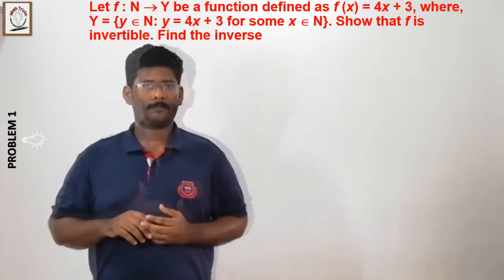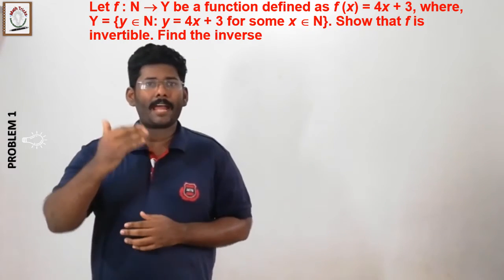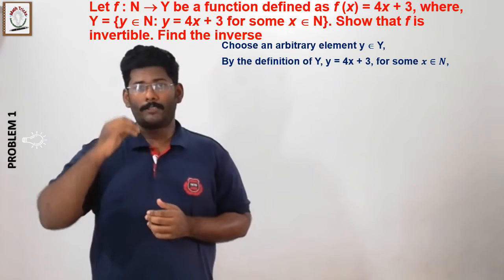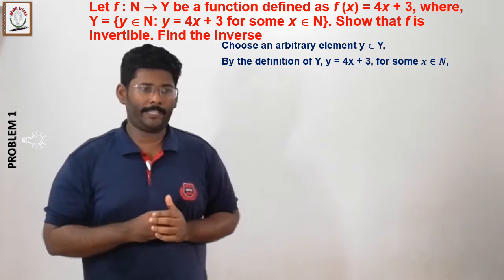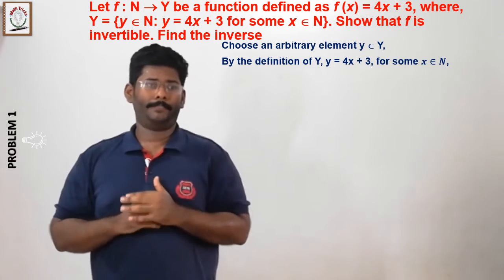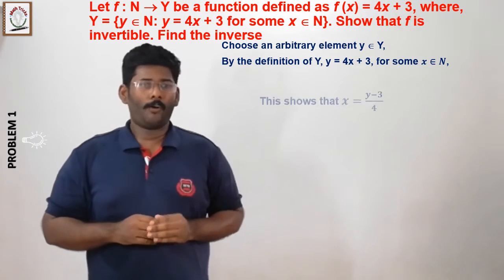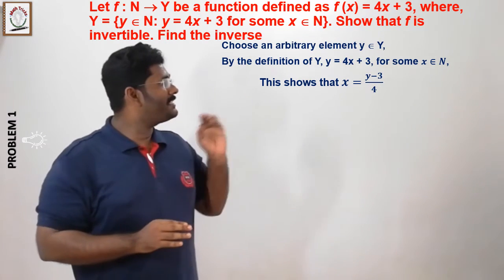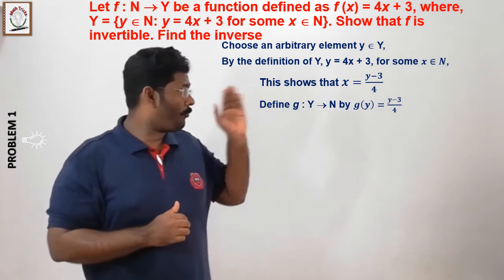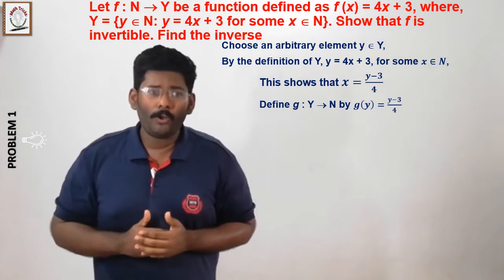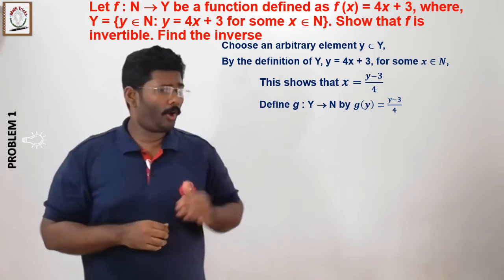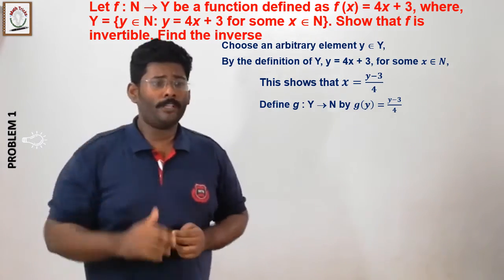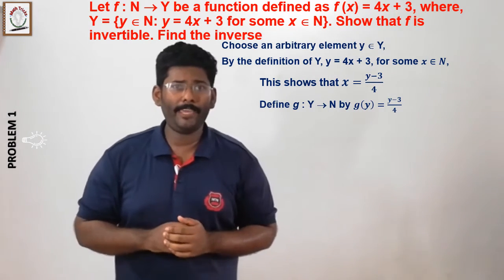Here we need to show that the function as given is invertible, then we need to find the inverse. For that we are taking any arbitrary element y element of Y. By the definition, y is equal to 4x plus 3 for some x element of N. This shows that x is equal to (y minus 3) by 4. Now let us define a new function g from Y to N, and g of y is equal to (y minus 3) by 4.